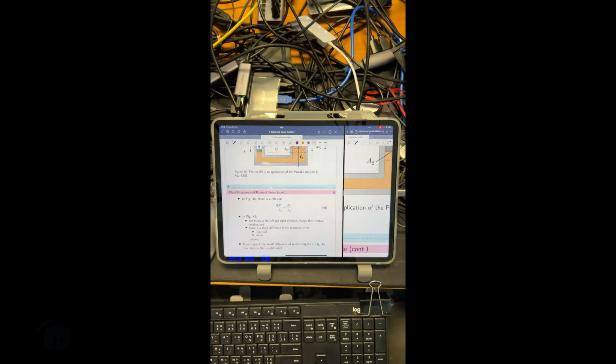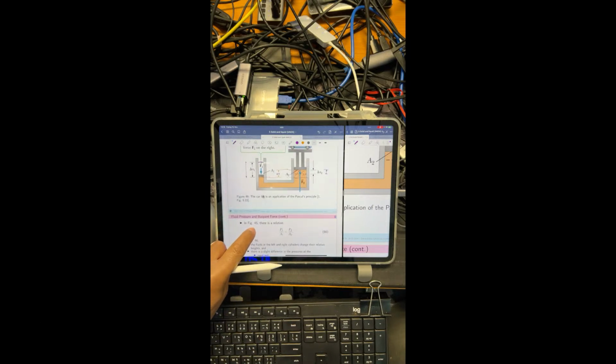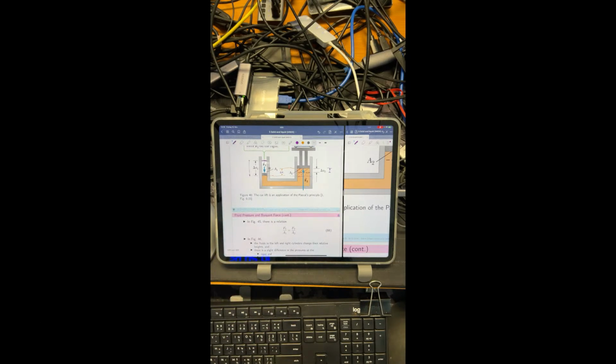Let's continue our story. Here you can see F1 is the force on the left hand side, and A1 is the cross-sectional area on the left side, and F2 is the upward force on the right side, which has a bigger piston or bigger cylinder radius. A2 is, of course, once we have greater radius, we would have also more area.